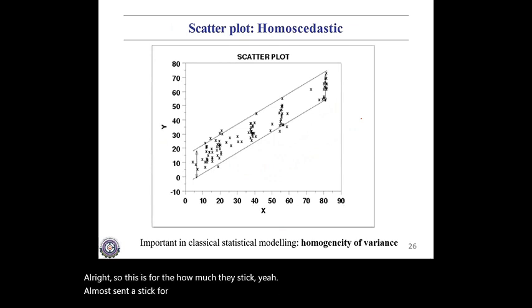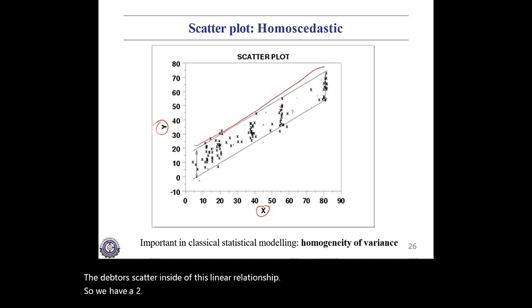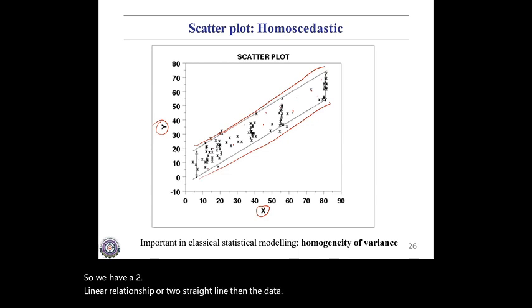All right, so this is for the homoscedastic scatter plot. We can see the relationship between X and Y. We can provide two straight lines, and the data scatter inside of this linear relationship. So we have two straight lines, and the data is between these two lines.